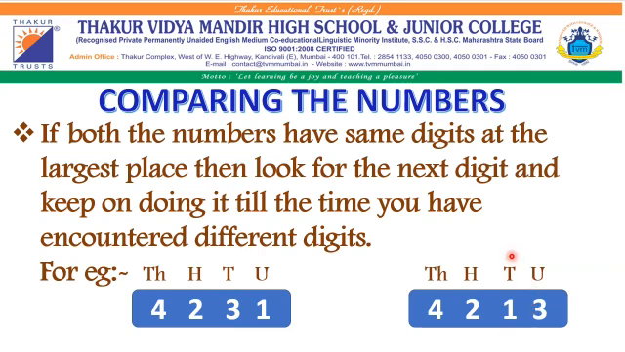Students, here we have encountered different digits in tens place. So, in the first number, we have 3 and the next number we have 1. So, 3 is greater than 1. So, automatically the number 4231 is the biggest number, whereas 4213 is a smaller number.